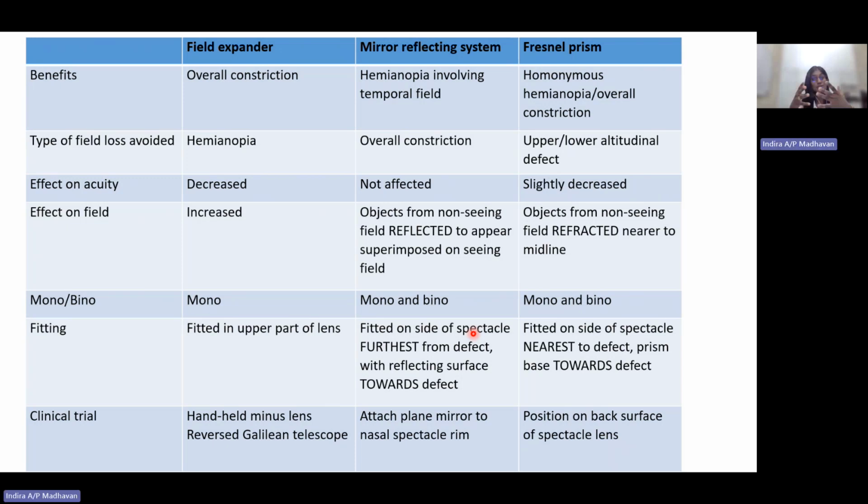the field of view is obviously bigger. The field is expanded. The visual field is expanded because more information from the side can be viewed by the patient. So we use it binocularly.